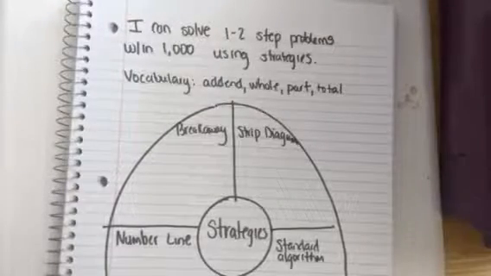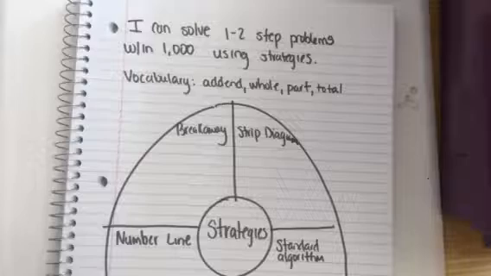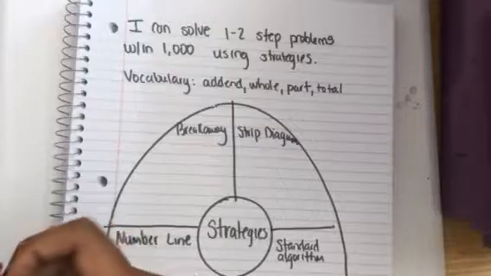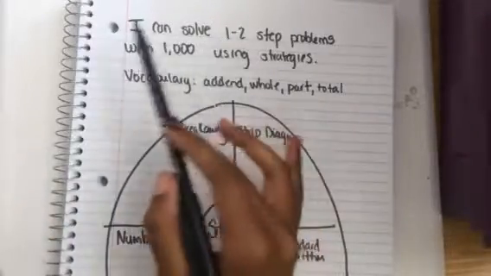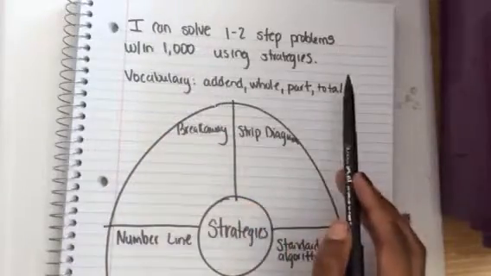Afternoon, parents. Next week we will be starting addition and subtraction, but our focus will be on addition and the strategies we can use to solve the problems, especially the word problems. So without further ado, I'll go ahead and get started. Our I can statement is: I can solve 1 to 2 step problems within 1,000 using strategies.